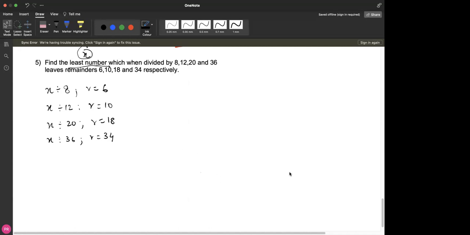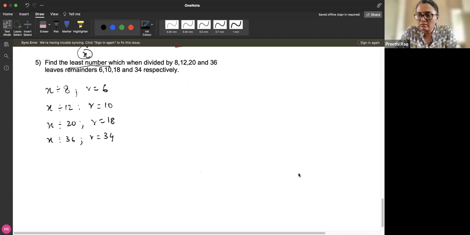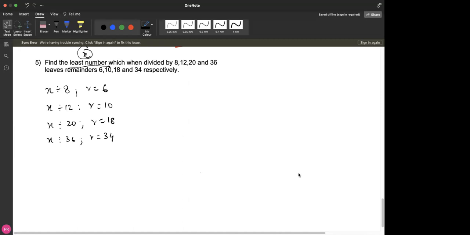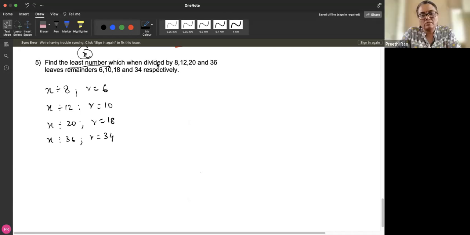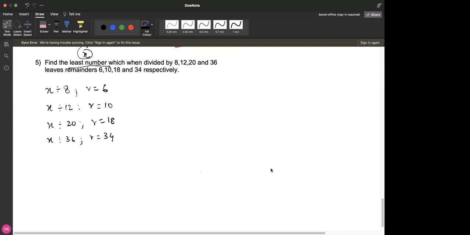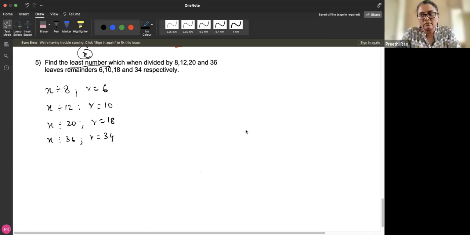Ma'am, actually, there should be 4 numbers, right? For what, Vijay? Find the least number given, but there should be 4 numbers. Why do you think so? Ma'am, because when we find the LCM, it is 360. Okay, I see what you're saying. You're almost there.